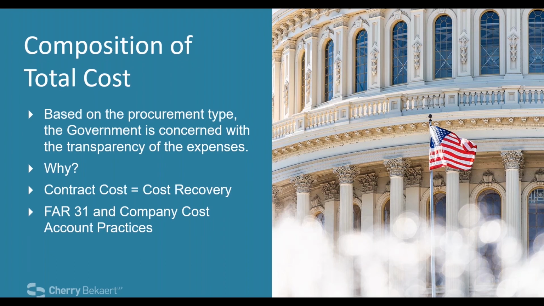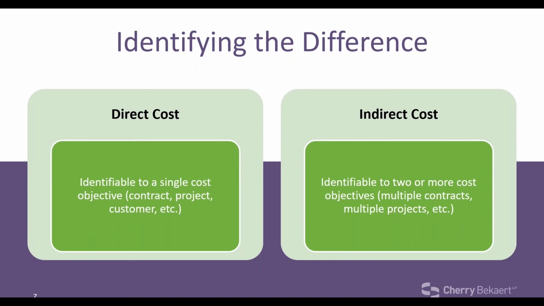So for many companies listening, it's typically FAR Part 31 for A&E firms, or if you do work with the federal government. Diving in a little bit deeper, when we talk about total costs and that composition of total costs, there are two major cost categories, and we're going to break down what makes up the total contract cost, which leads to your indirect rate calculation. We're going to get into some definitions here just to make sure we all are on the same page. First, we have our direct costs, which are program specific, contract specific, customer specific types of costs that are identifiable to a single cost objective.